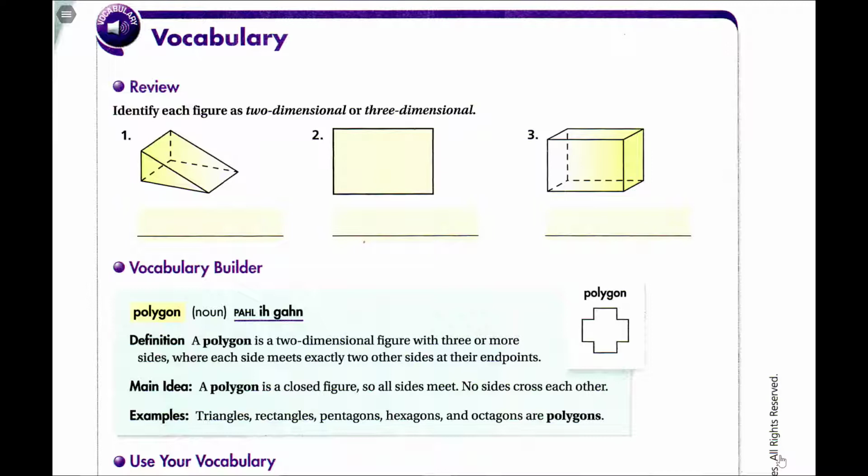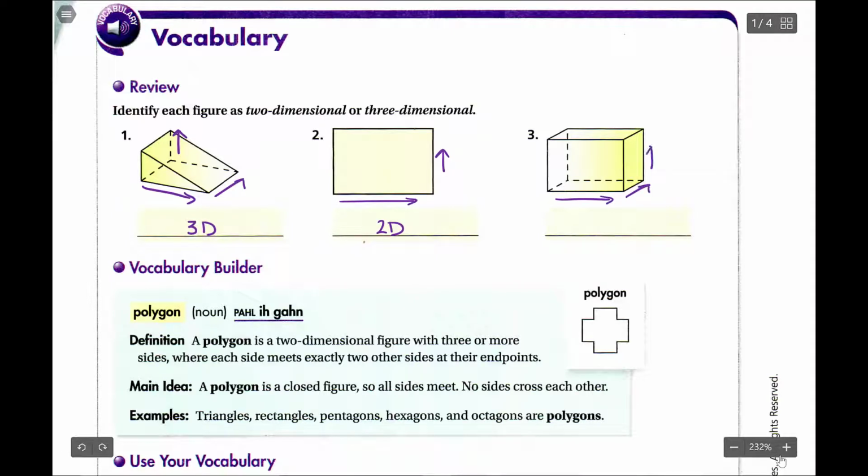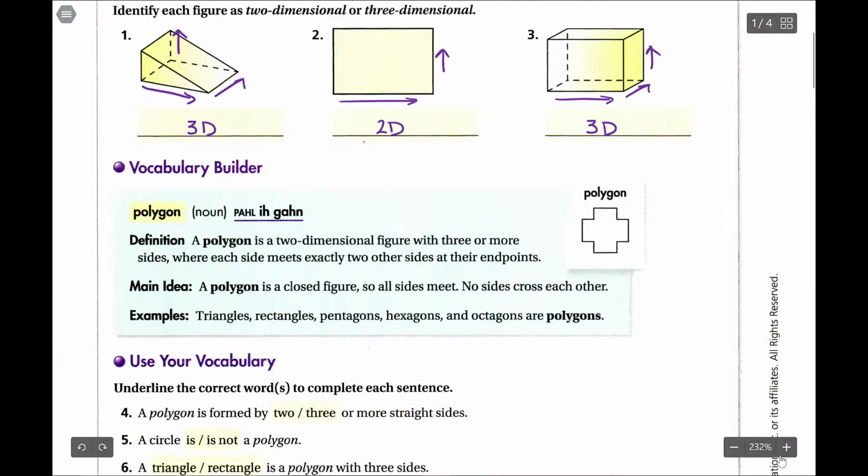We're going to label these first three drawings as either two-dimensional or three-dimensional. The first drawing has length, width, and height, so it must be three-dimensional. The second drawing has length and width, so it is a two-dimensional shape. And the third one has length, width, and height, so it's a three-dimensional shape.